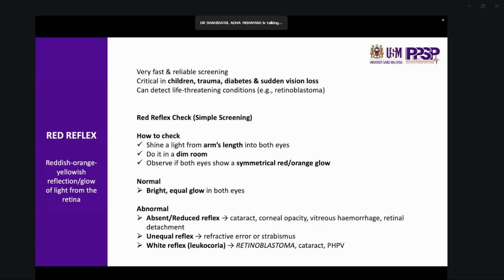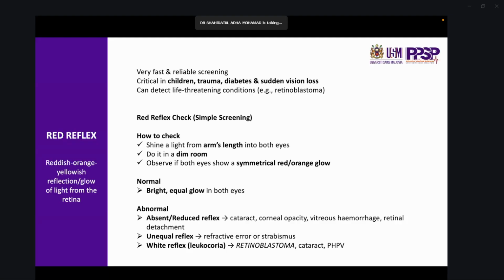Okay, now we move on to the red reflex, because you can also assess red reflex using the pen torch. So this red reflex is actually a reddish orange or yellowish glow from the retina. It is very fast and reliable, and you have to do it in pediatric patients as well, especially babies, and in those patients who have trauma, diabetes, and those who come with sudden vision loss. Okay, so how to check?